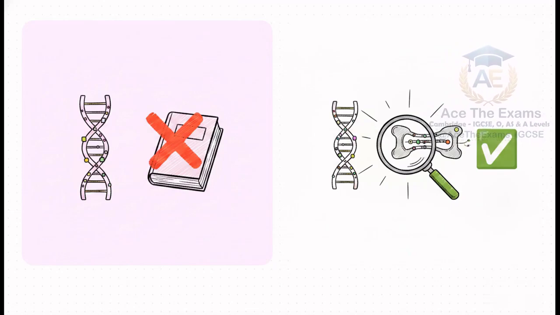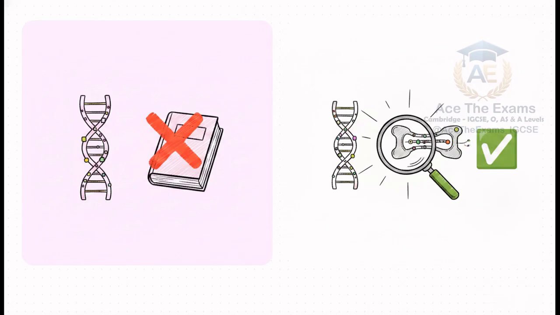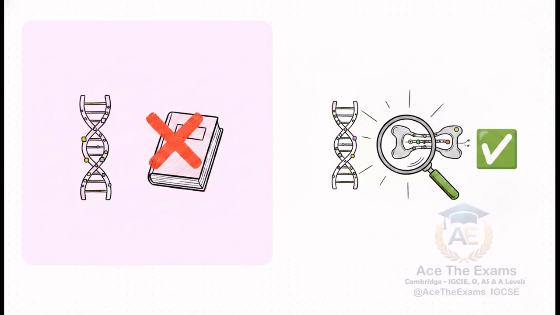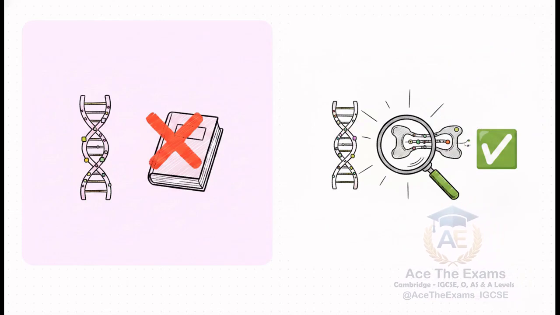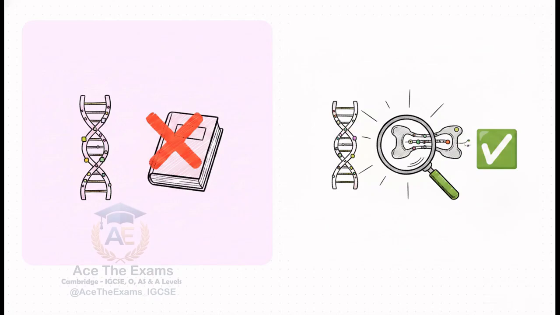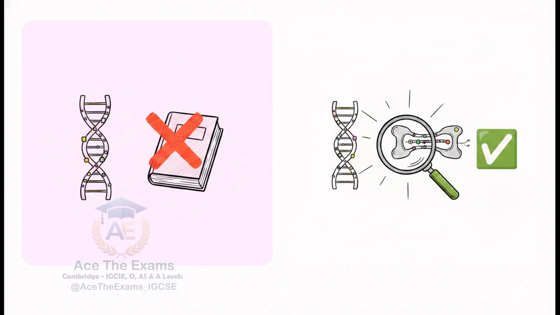Now shift over to the right side. This right here is a top band answer. Notice how it takes those exact same structural facts, but it directly applies them to the specific context given in the question, all while using precise terminology. The real difference between these two? It's not about how much biology you know, it's 100% exam technique.